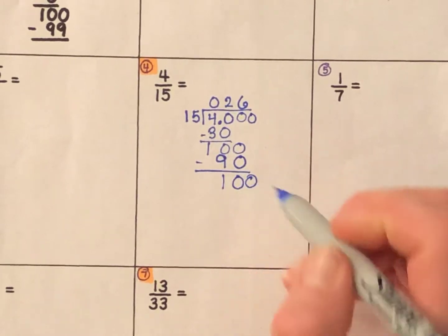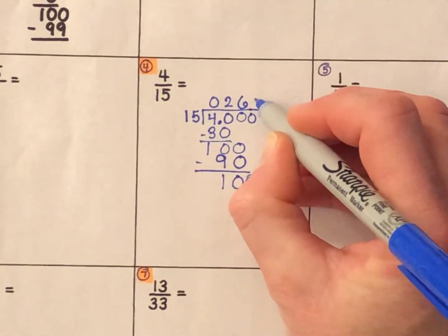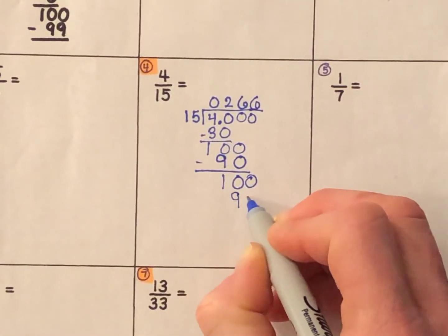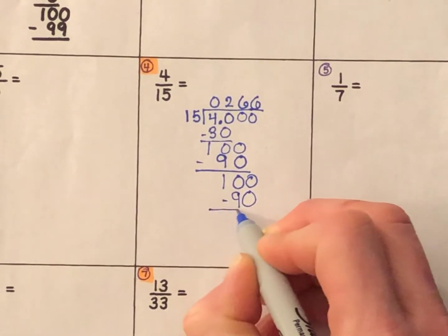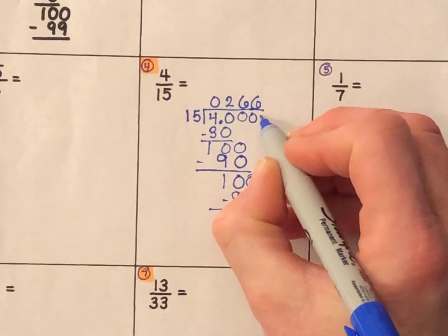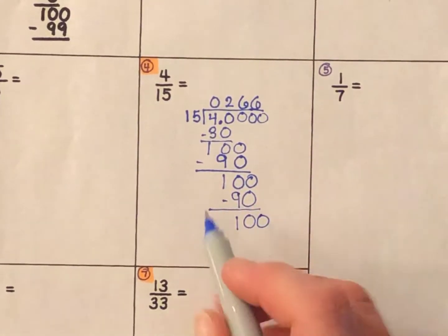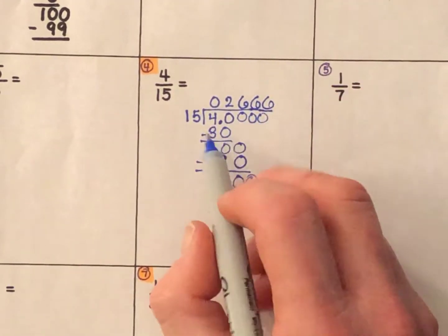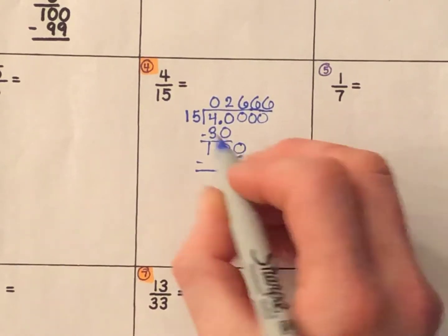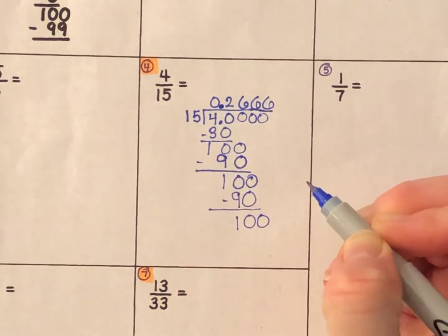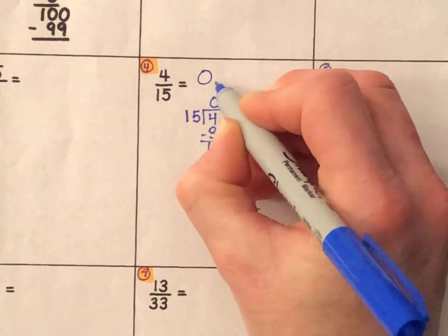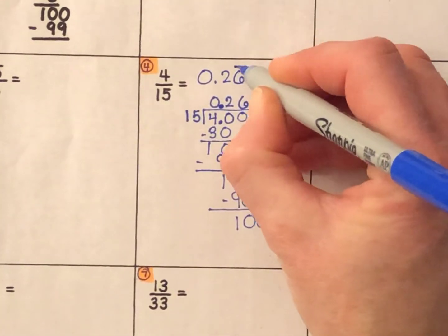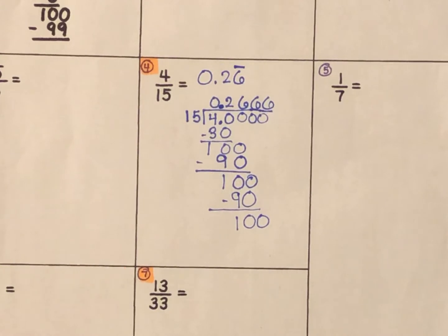15 goes into 100 6 times. I've done this before. 6 times 15 is 90. Subtract, you get a remainder of 10. Bring down the other 0. 15 goes into 100 6 times. I think I know what's repeating. It's going to be the 6. So let me put my decimal up here. So I have 0.2 with 6 repeating. So I put a line over it just like that.